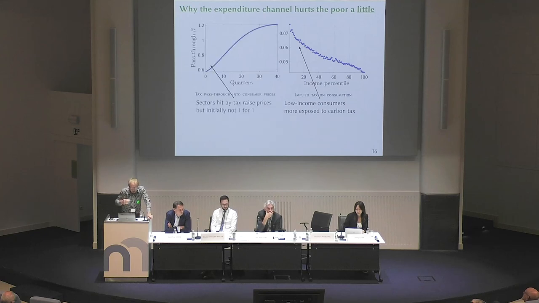But the pass through of the tax into consumer prices, as I said, is not one for one. It's like 0.6 in the beginning, exactly for the reason I said before: capital is supplied inelastically, so the tax incidence falls on the capital owners instead of being passed forward to the consumers, at least in the short run.